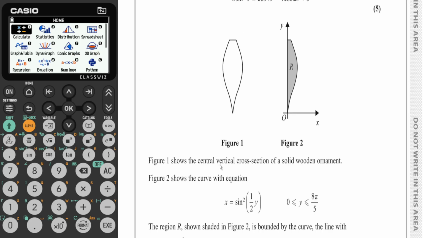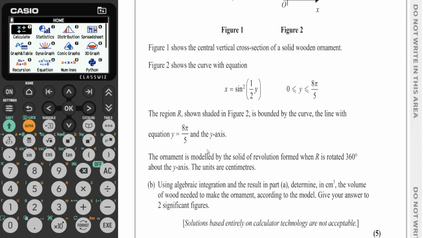Figure 1 shows the central vertical cross-section of a solid wooden ornament. Figure 2 shows the curve with the equation x equals sine of 1/2 y squared, where y is in between 0 and 8 pi over 5. The region R shown shaded in figure 2 is bounded by the curve, the line with the equation y equals 8 pi over 5 and the y-axis. The ornament is modelled by the solid of revolution formed when R is rotated 360 degrees about the y-axis.